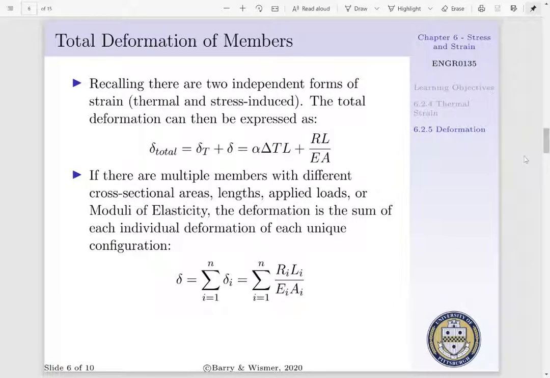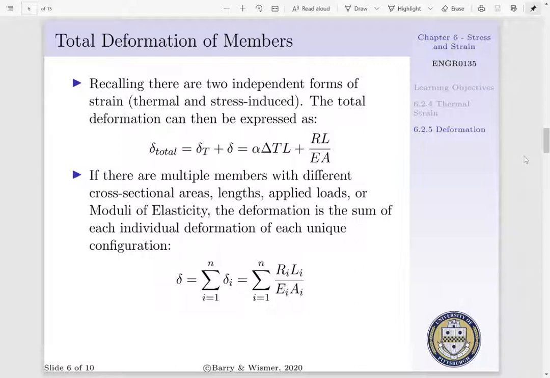Now, recalling there are two independent forms of strain, both thermal and stress-induced, we can express our total deformation equation as follows. Delta total is equal to our deformation due to our thermal effects plus our deformation due to our applied loads. And we can say this is equal to alpha delta T L, which is our deformation due to our thermal effects, plus RL per EA, our deformation due to our applied loads.